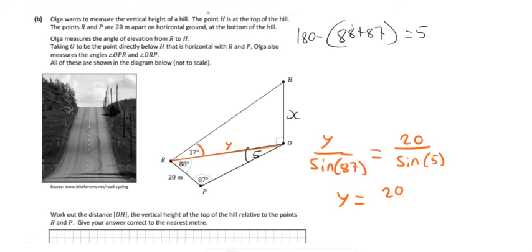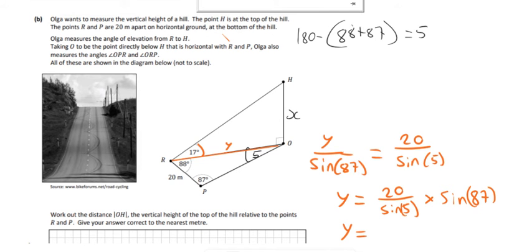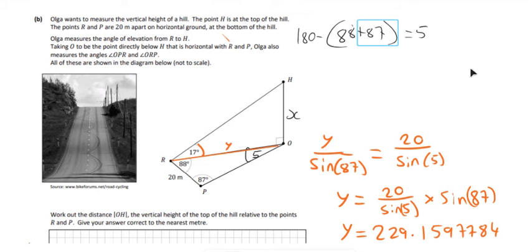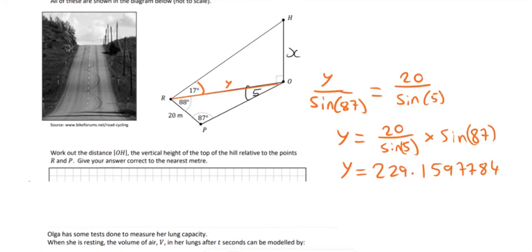Then y is equal to 20 over sine 5, multiplied by sine 87, just moving it over. You can work that bit out first on the calculator separately and then multiply by sine 87, or it should work if you just put it all in. You should get 229.15977784. That's just rounded off, so that's what y is.